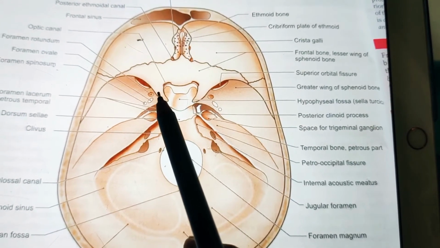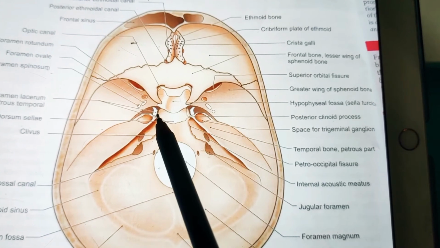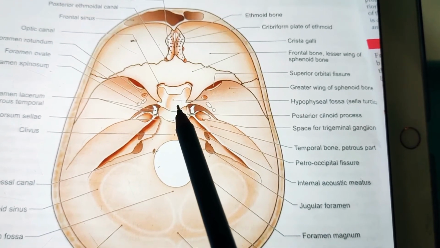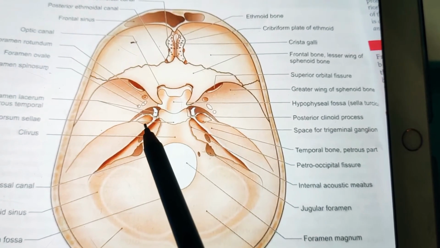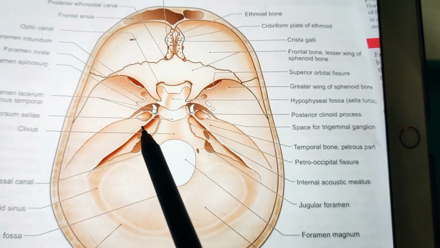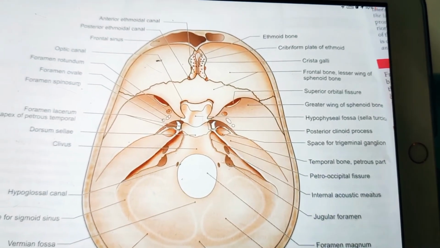Anterior clinoid process is formed by the lesser wing of sphenoid bone. Middle clinoid process is formed by tuberculum sellae. Posterior clinoid process is formed by dorsum sellae. So this is important to remember.